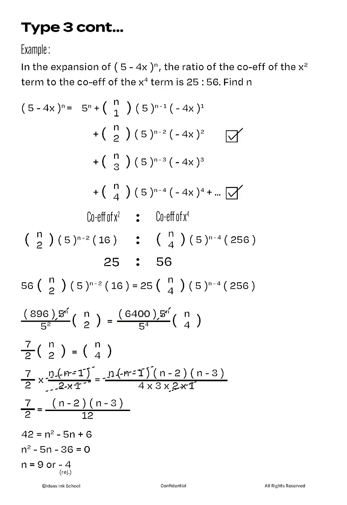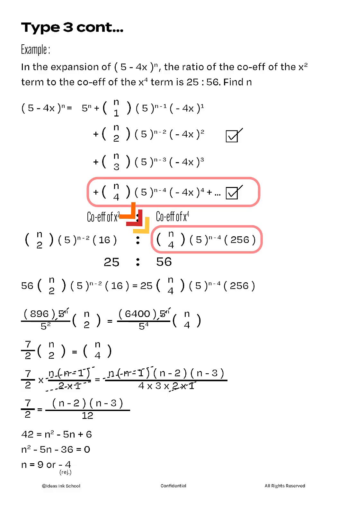Okay, so we're going to extract out the coefficient for the x squared term. I've written it down on the left side of the page. The coefficient will be nC2, 5 to the power n minus 2, and 16. How I get 16 is because of minus 4 squared. Then the coefficient of x to the power 4 would be the 5th term, and the coefficient would be nC4, 5 to the power n minus 4, and minus 4 to the power 4, which gets us 256.